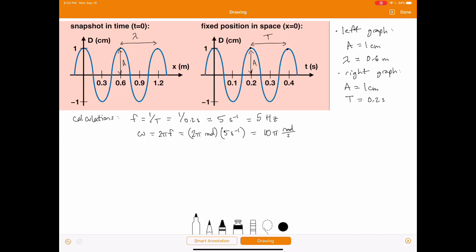Okay, what about the wave number k? k is 2 pi divided by lambda. So we have 2 pi radians implicitly divided by lambda, which is 0.6 meters.